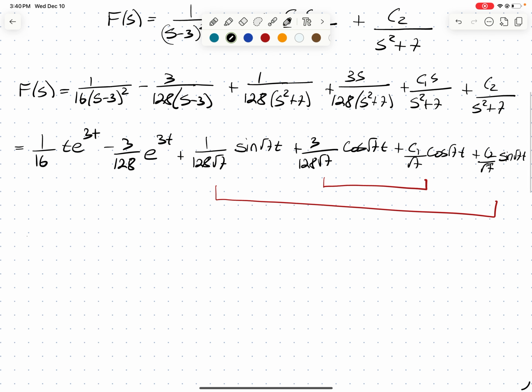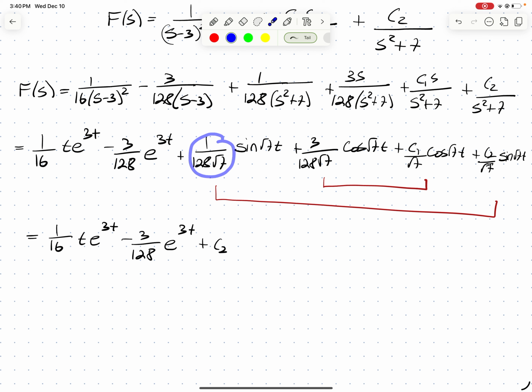But in the end, we get 1 over 16 t e to the 3t minus 3 over 128 e to the 3t. Let's do the sine first. We're going to get a c2. I'll call it like a c2 prime if you want. It's not a derivative. It's just a different c2. I don't really like the prime, actually. Let's get rid of it. It's a different c2 now. It's different because I'm swallowing up the root 7 and I'm adding this thing here. But it's an arbitrary constant, so you can undo all of that and get the same thing.